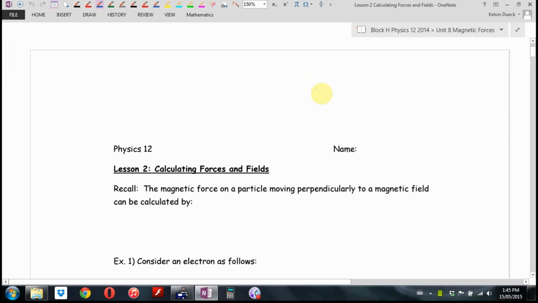Recall, I wrote the magnetic force on a charge, and we did say the charge had to be moving perpendicularly to a magnetic field. We said magnetic force, and I used B because B is the symbol for magnetic field, was equal to QVB.